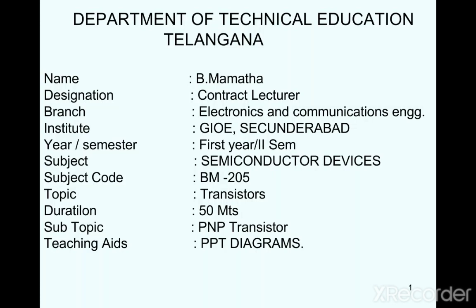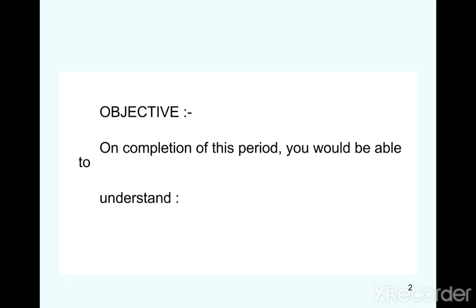Today I am going to explain to you about the PNP transistor. The transistor is the second unit of semiconductor devices. From the second unit, I am going to explain PNP transistors: how the PNP transistor is formed and what the operation in a PNP transistor is. Let's see the objectives of today's class.